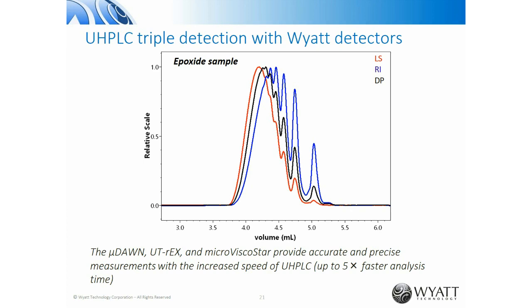This micro triple detection can accurately and precisely measure a macromolecule with the increased speed of UHPLC. If you look at the elution volume on the bottom, you notice that it's very low, so you can get up to 5 times faster analysis times. I also said before that we're using 4 columns. If you're using even fewer columns for your analysis, then the analysis time can be even lower.